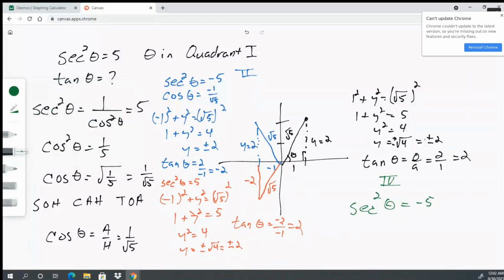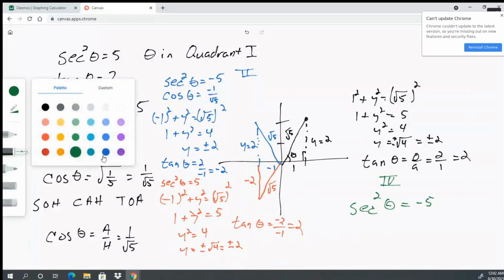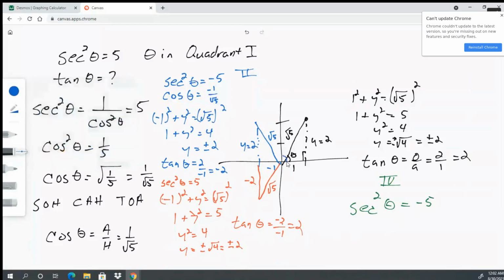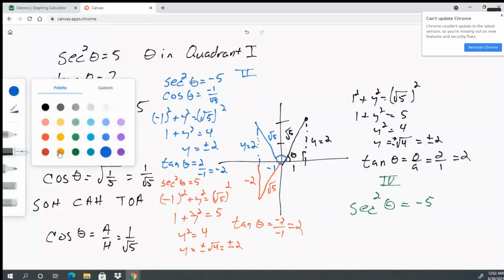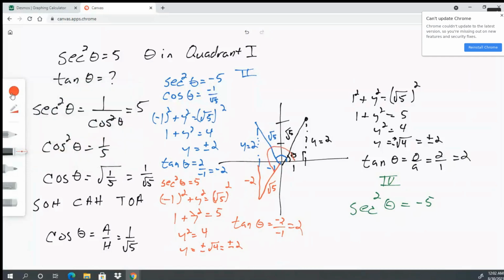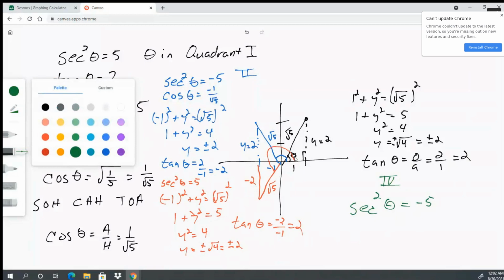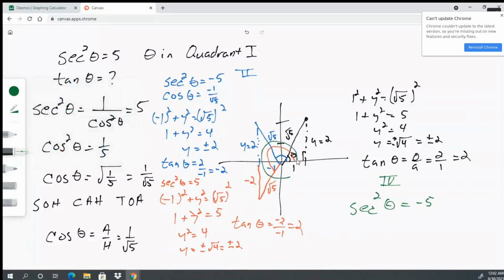We can extend that to quadrant 2, right? Theta is here. For quadrant 3, theta is this. For quadrant 4, theta is all the way around to here.